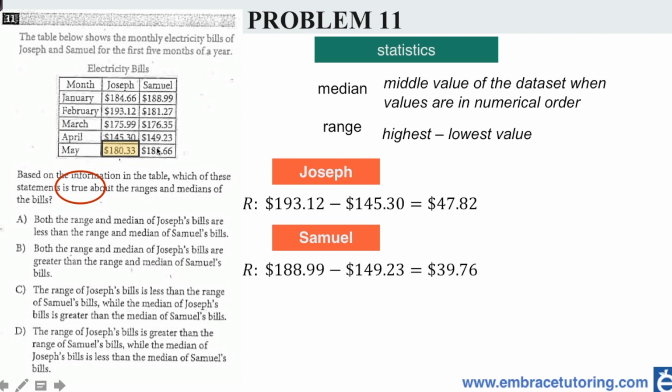For Samuel, I want to once again count to the third highest value. I have 149.23. I then have 176.35. I then have 181.27. So this is the median of Samuel. Now, Samuel has a higher median. However, Joseph has a higher range. So I want to find an answer choice that reflects that. And it does seem as though the range of Joseph's bills is greater than the range of Samuel's bills, while the median of Joseph's bills is less than the median of Samuel's bills, which is true, making D the best answer for question number 11.